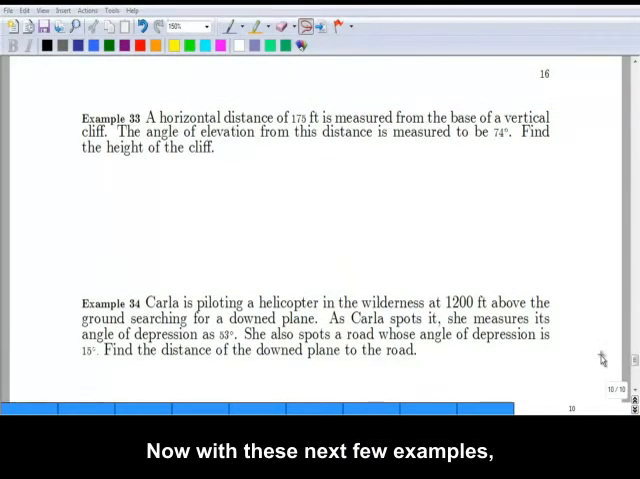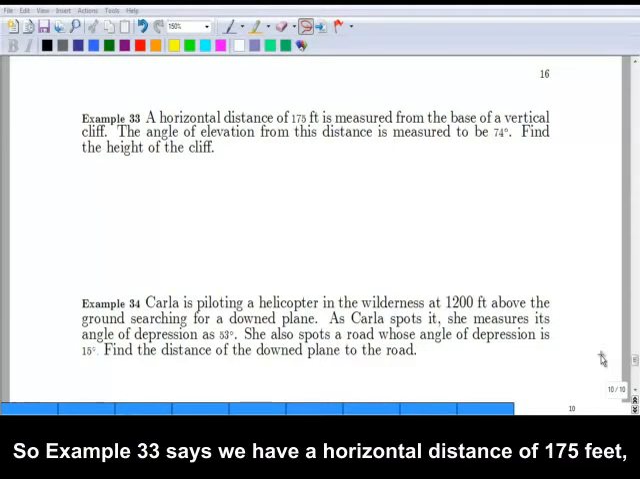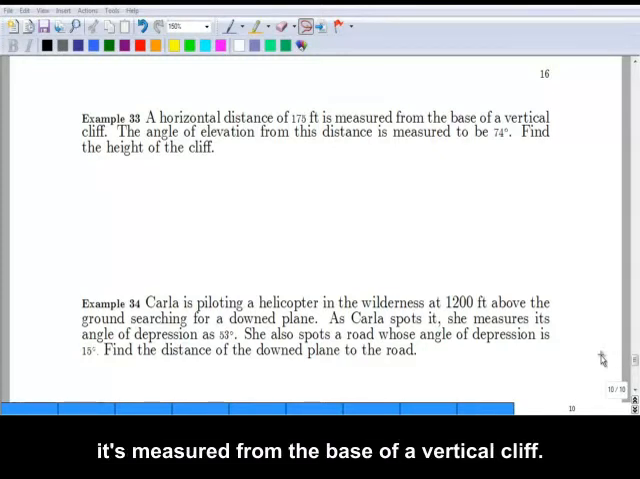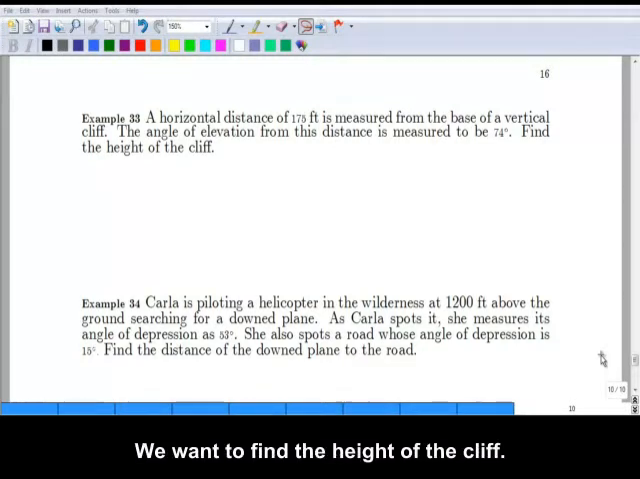Now with these next few examples, again, we're going to be using the angle of elevation and depression. So example 33 says we have a horizontal distance of 175 feet. It's measured from the base of a vertical cliff. The angle of elevation from this distance is measured to be 74 degrees. We want to find the height of the cliff.